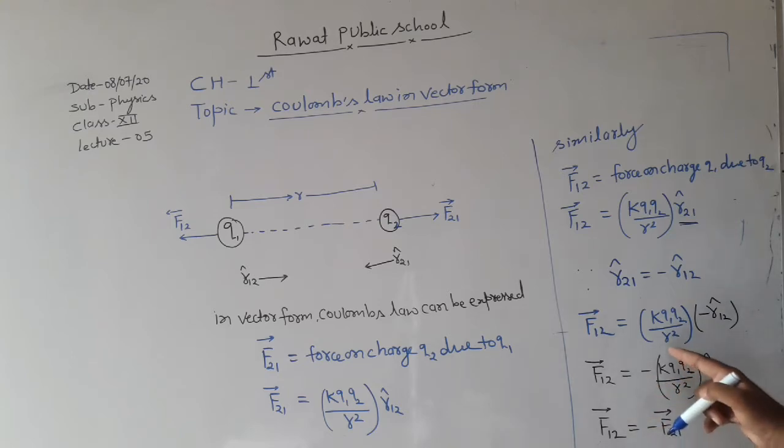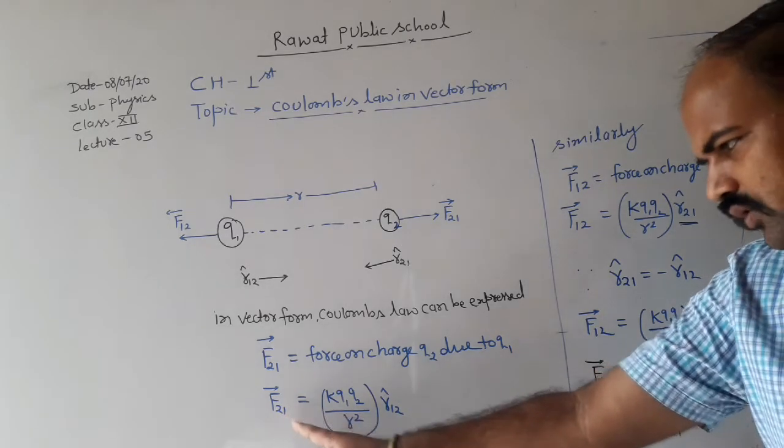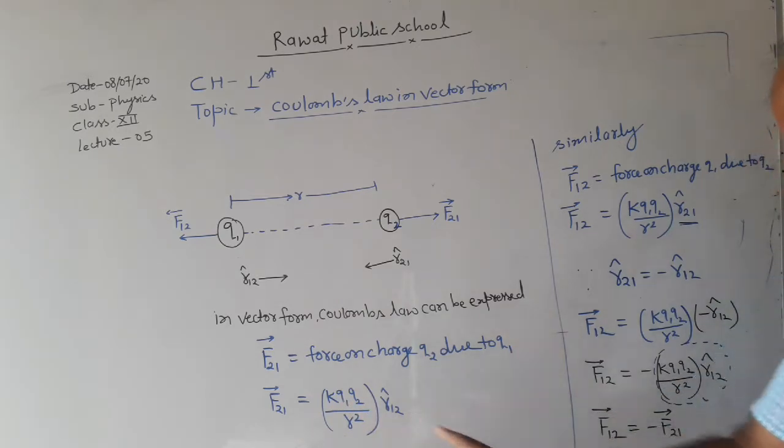So what is this remaining quantity? This is F21, K Q1 Q2 by R square R12. So F12 is equal to minus F21. This is Coulomb's law in vector form. Please write it down.